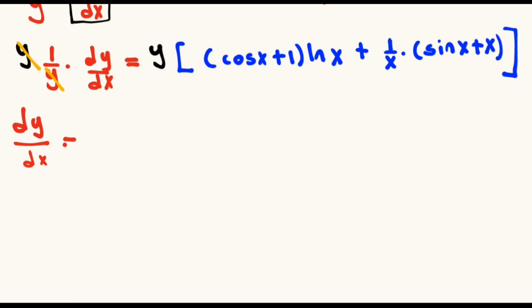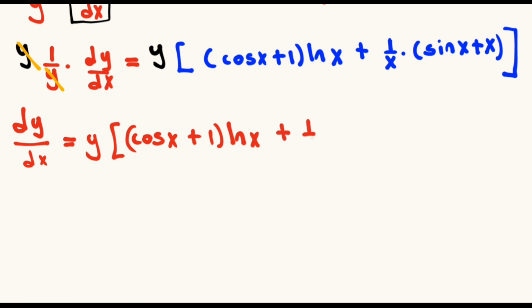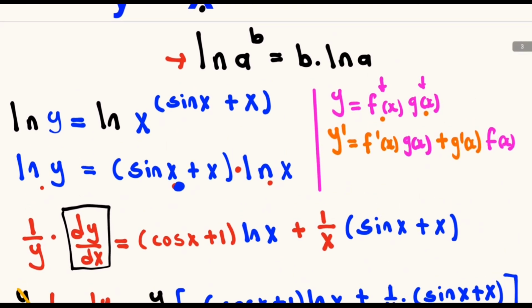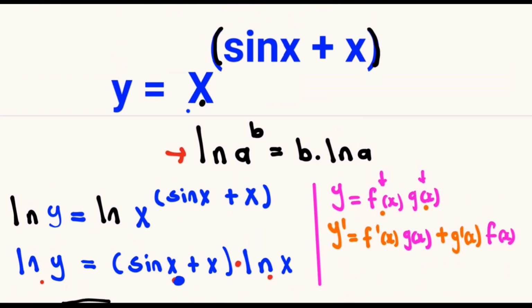and this will be equal to the y multiplied by the cos x plus 1, which we multiply with that ln x, plus the 1 over x multiplied by the sin x plus x, and in the place of this y we are going to substitute x raised to the power sin x plus x.